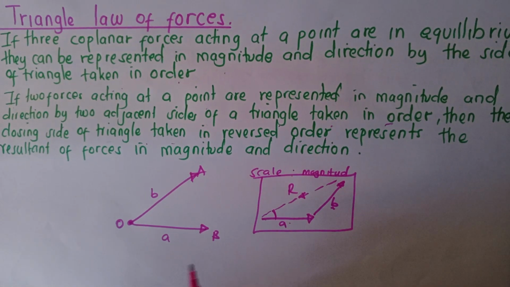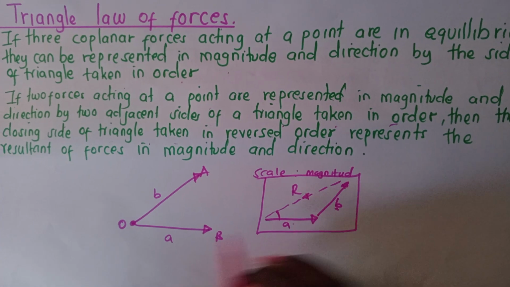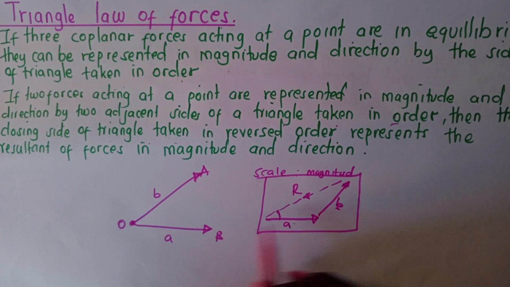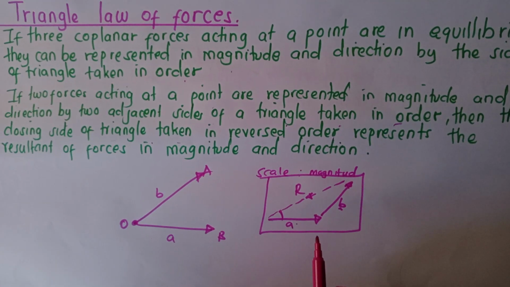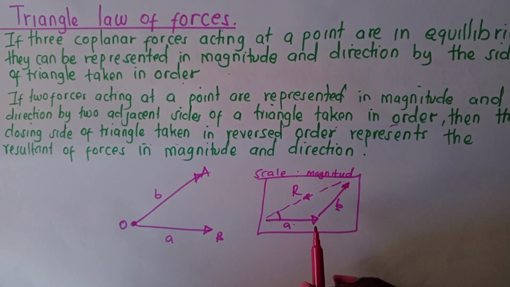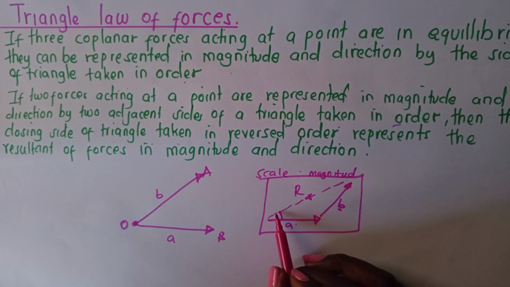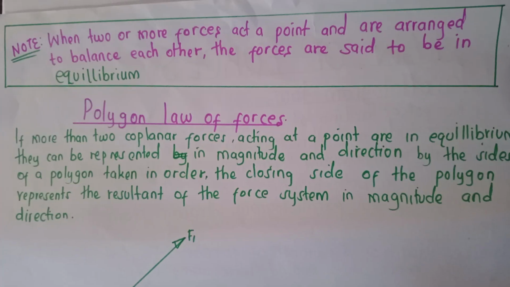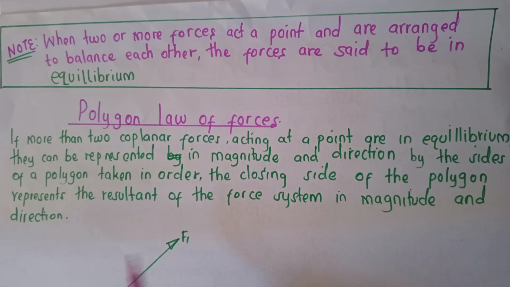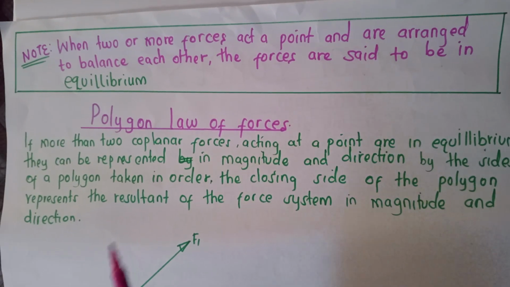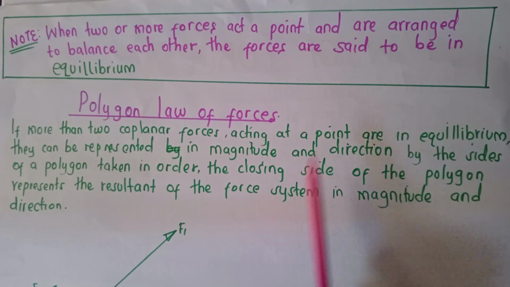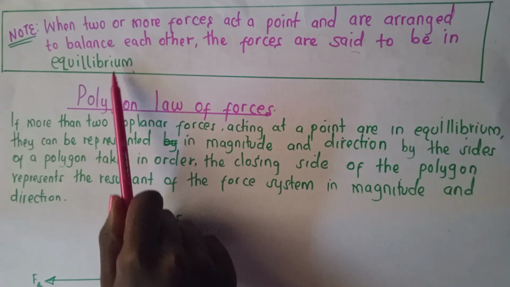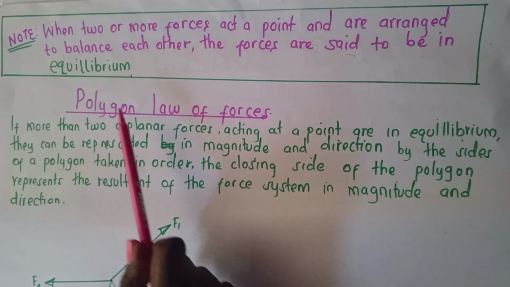So remember we said in the triangular law, if two forces are represented in magnitude and direction by adjacent sides of a triangle, then the resultant will be represented in magnitude and direction by a force that is the closing side of the triangle taken in order. So I have given a note to tell us what an equilibrium is. When two or more forces acting at a point are arranged to balance each other, the forces are said to be in equilibrium. So it is good to understand what we mean by equilibrium.